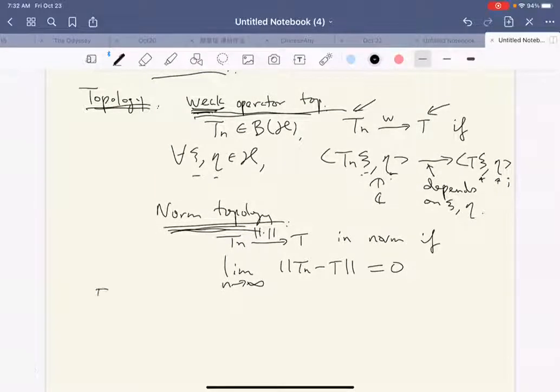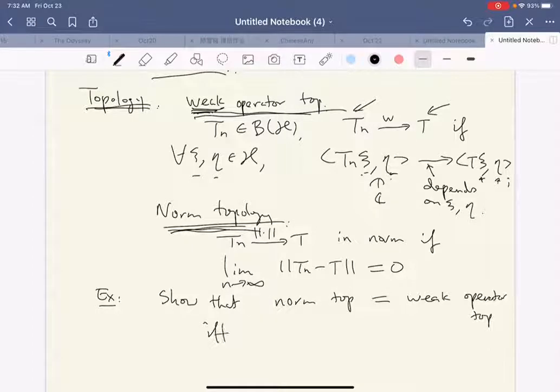I usually give them to my functional analysis students. Show that for B of H, the norm topology is the same as the weak operator topology on B of H, of course, this is the only player we have said so far, if and only if the dimension of the Hilbert space is finite.